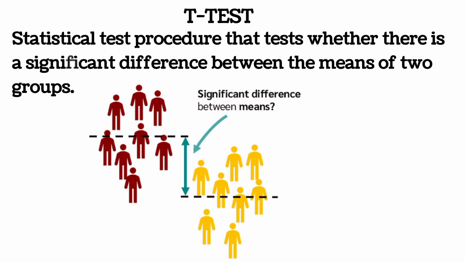Look at this. These are two groups. We have the groups in red and in yellow. So there are two groups. If you are trying to compare the significant difference between the means of these two groups, that is what we call a t-test.